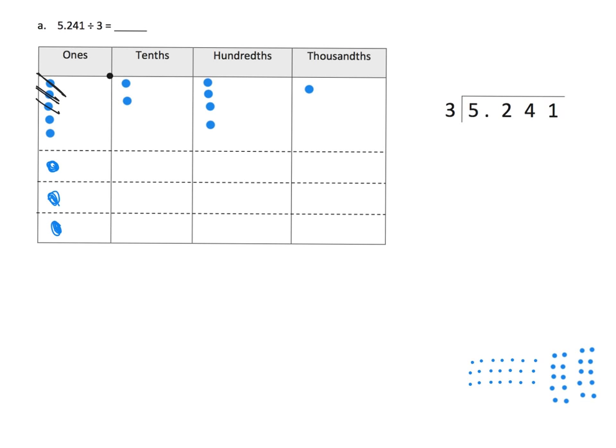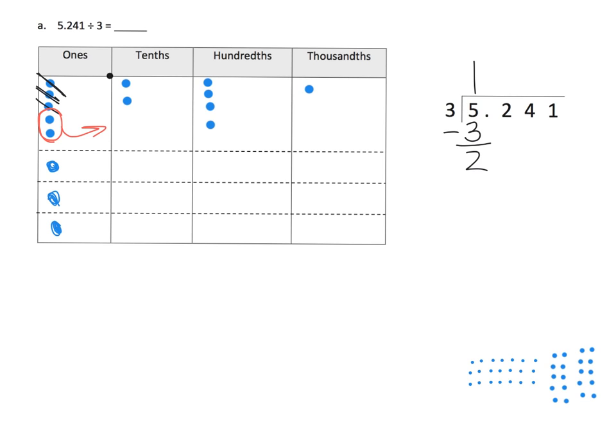So what does that look like over here in the standard algorithm? We're going to put a 1 above the 5, and that means we've used 3 dots, so that's these 3, and this subtract, and you get 2 left over. That means these 2 are what we have left over. All right, so now we're going to take these 2 dots and cash them in for tenths, and each dot counts as 10 tenths.